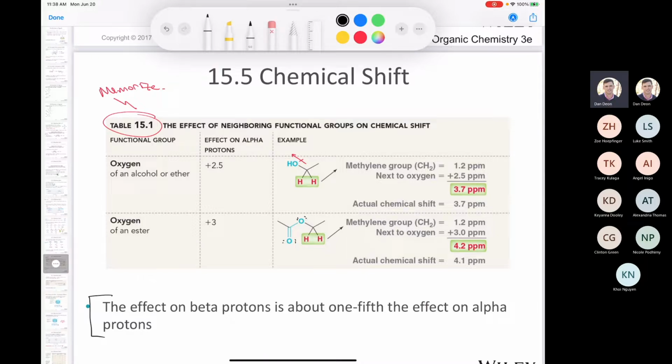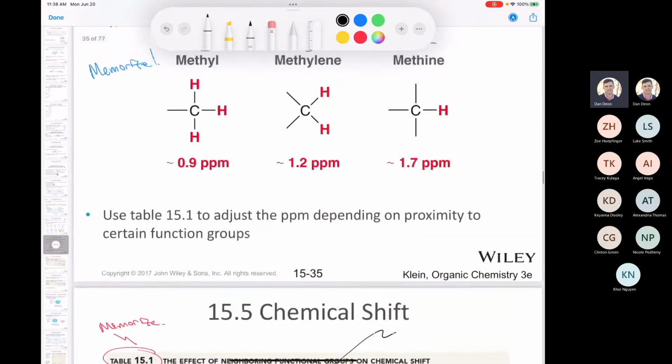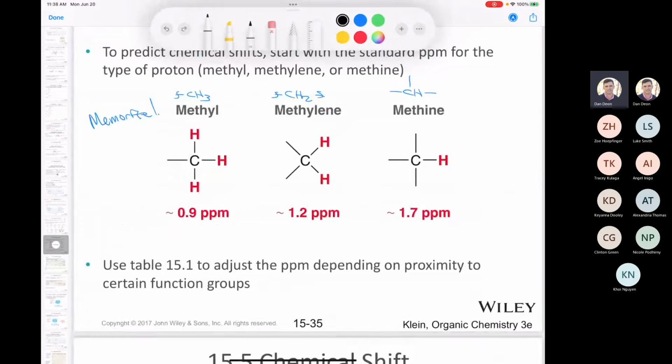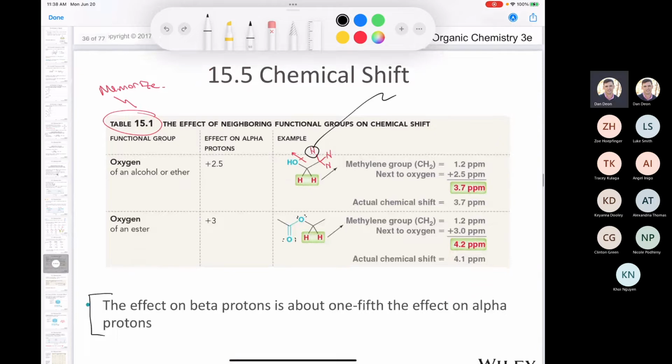So let's say we wanted to determine the chemical shift of these 3 protons here. So there's 1, 2, 3 protons on this methyl. Let me just draw a circle around one of them. The baseline of a methyl, CH3, was 0.9 parts per million. So let's put down here 0.9 parts per million. And then we add 1/5 of the effect. So what's 1/5 of 2.5? It's 0.5. So 0.9 plus 0.5 gives us 1.4 parts per million. And so that is the predicted chemical shift for these 3 protons in this molecule.